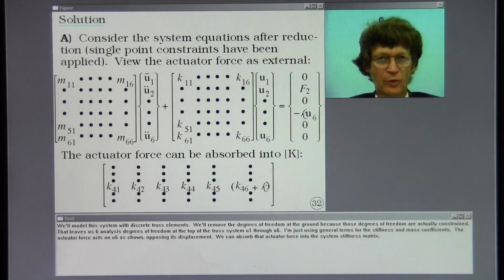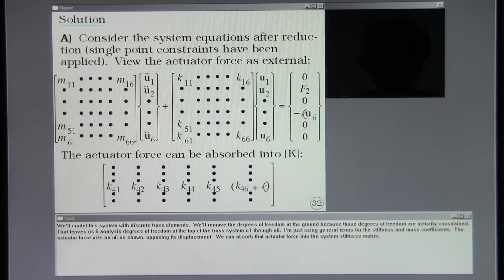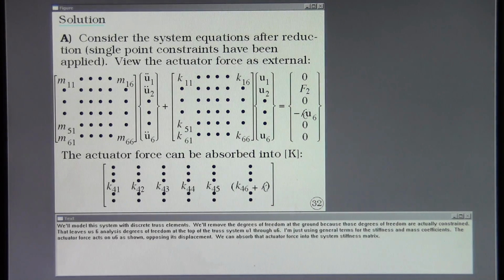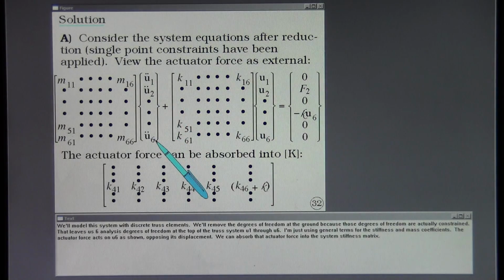We'll model this system with discrete truss elements. We'll remove the degrees of freedom at the ground because those degrees of freedom are actually constrained. That leaves us 6 analysis degrees of freedom at the top of the truss system, U1 through U6. I'm just using general terms for the stiffness and mass coefficients. The actuator force acts on U6 as shown, opposing its displacement.